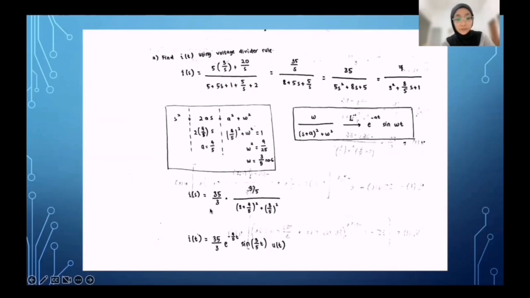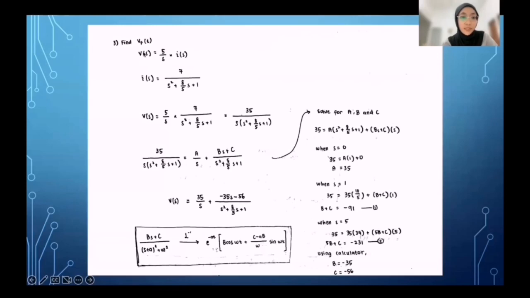Then we get Is equal to 35 over 3 times 3 over 5 over (s plus 4 over 5) squared plus (3 over 5) squared. By applying the inverse Laplace transform to Is, we get i(t) equal to 35 over 3 e to the power of negative 4 over 5 t sine 3 over 5 t u(t).